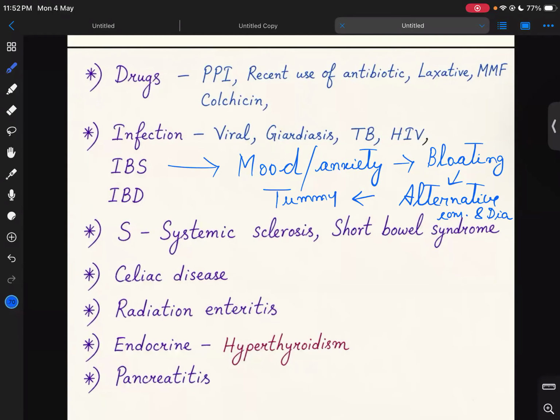And does the tummy pain improve after opening the bowel? Because what happens in case of IBS, the patient feels some periumbilical pain and the pain is improved after opening the bowel. So these are the questions.